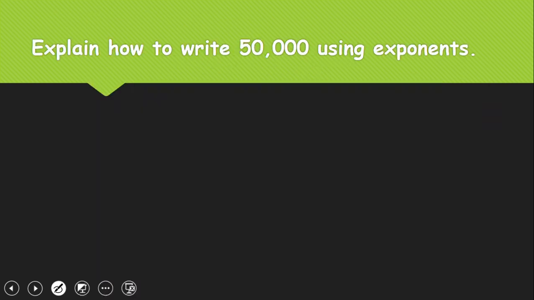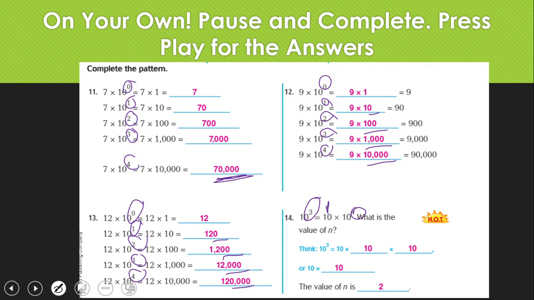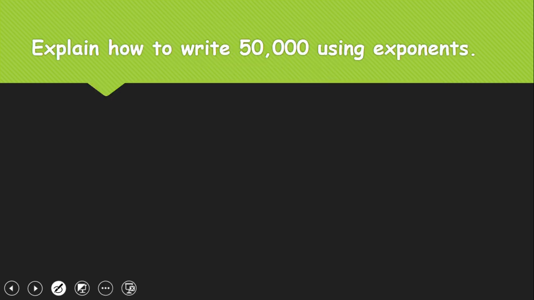Last question. Explain how to write 50,000 using exponents. So it's very similar. I'm going to go back to a lot of these ones right here. Remember, let's see how many zeros we have here, or how many 10s are in there. And you see that there's 4, so it would be 5 times 10 to the power of 4.